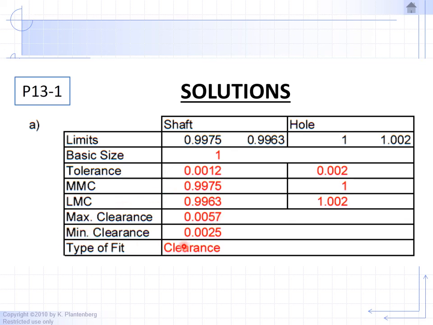Now for the minimum clearance, it's the smallest hole allowed, which is 1, minus the largest shaft allowed. So we take 1, subtract 0.9975, and we get positive 0.0025. And for the fit, if you get 2 positives, that means we will always have clearance, meaning the hole will always be larger than the shaft.